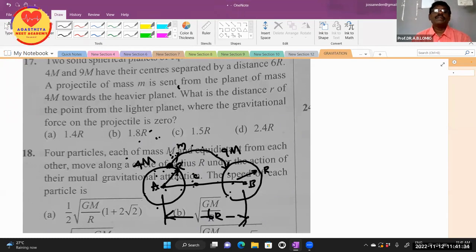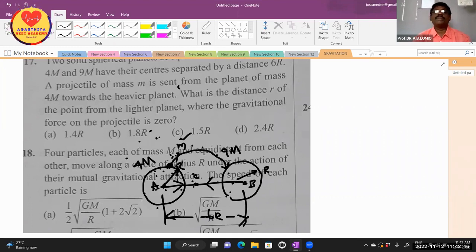That means this 4m mass exerts the attractive force toward the projectile, it will be outward. Similarly, the heavier mass exerts the attractive force toward the projectile, like this. This force of attraction at a particular distance will nullify. That means both forces, equal in magnitude, will nullify, and the net force at a particular point is equal to 0.